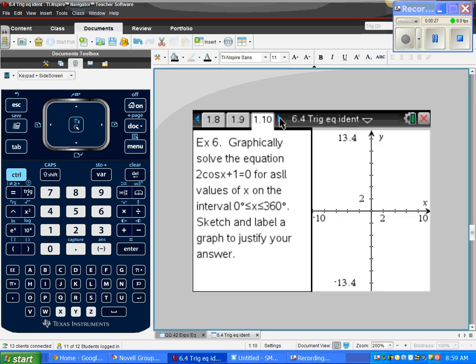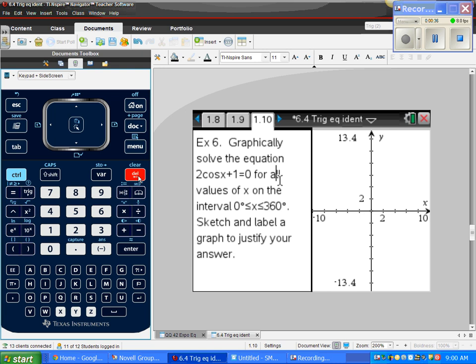We're going to graphically solve the equation 2 cosine x plus 1 equals 0. That should say for all values of x on the interval from 0 to 360 degrees. Sketch and label a graph to justify your answer. Okay, so graphically, how can I solve this? Type what in? The 2 cosine x plus 1. Yeah, why don't I put in equals 0? Yeah, that's your y, okay? So you have to type in the 2 cosine x plus 1.